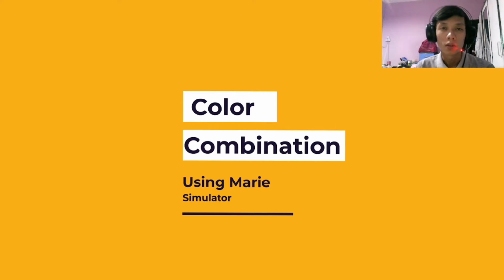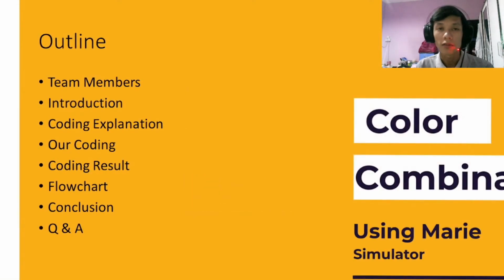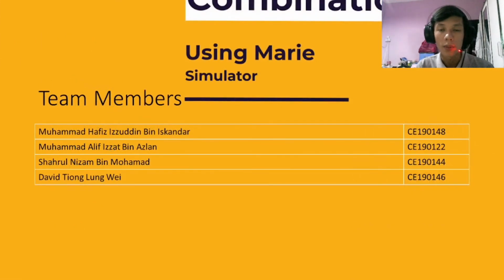Our Group Egg project title is Color Combination using Mary Simulation. Next is the outline for this presentation. It contains team members, introduction, coding explanation, our coding result, flowchart, conclusion, and Q&A. Next is team members.